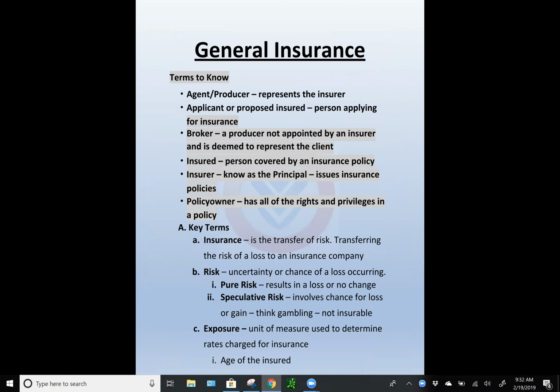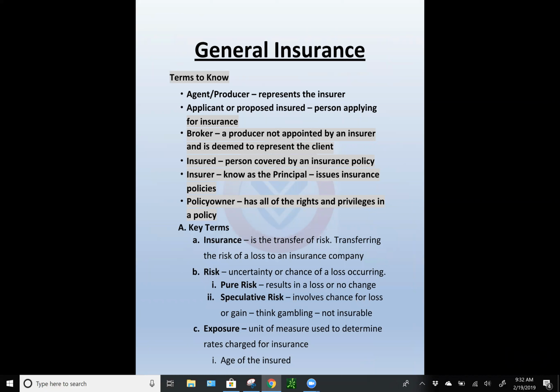So first, we want to cover just some general insurance. At the beginning of this chapter, there are some terms that you will need to know. So I have those bulleted for you here. But next, as far as knowing definitions is really important for your test. So some key terms to know.